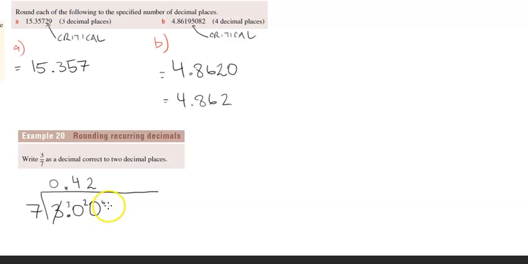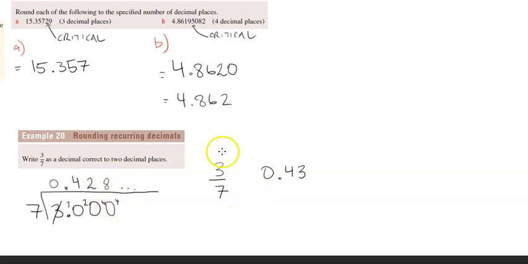So let's see how many times 7 goes into 60. 7, 14, 21, 28, 35, 42, 49, 56, which is 8, with 4 remaining. Now, obviously, we don't have to keep going. This critical digit is more than 5. So 3/7, when rounded to 2 decimal places, will be 0.43. So not 0.42, 0.43, because this 2 now gets bumped up by 1.